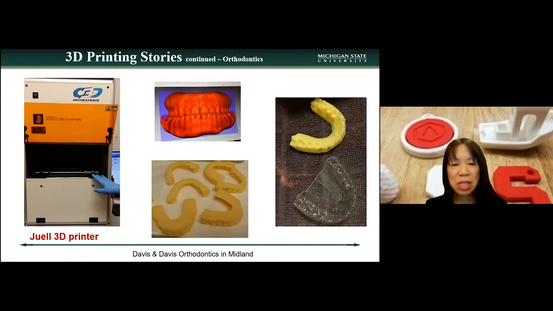I'll just give you an example for the dentist in Midland. It's also a dentist because my kids go there. I just noticed, oh, they have a 3D printer. So here we go, Davis is also a dentist. They have a 3D scanner. They scan your teeth and then get the model.